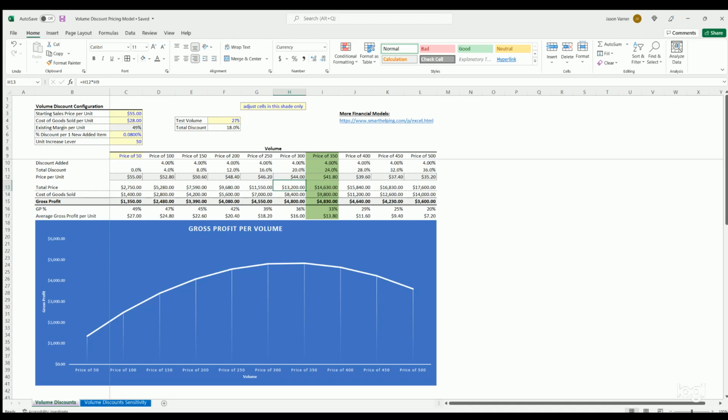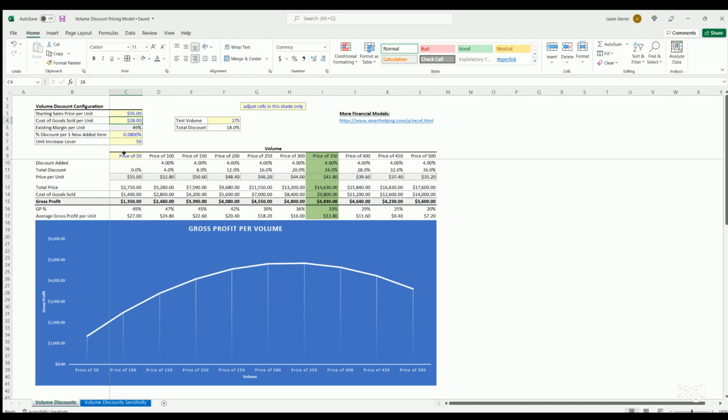So the first tab here is just testing a single starting price point of unit sale of a given unit with a given cost of goods sold. And so you've got an existing profit margin here. And then what you can do with this tool is you can edit these cells in light yellow to whatever numbers make sense for you.